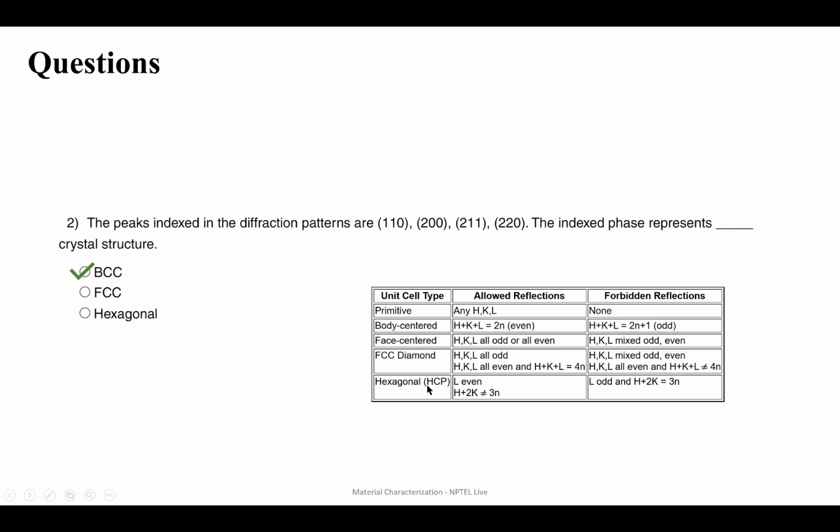So again, since we have mixed, the diamond lattice is forbidden. Now in the hexagonal close packed lattice, if L is even, then all HK values are allowed. But if L is odd, then only those values are allowed where H plus 2K is not a multiple of 3. If H plus 2K is a multiple of 3 and L is odd, then it is forbidden. So you can see here, it will be BCC.